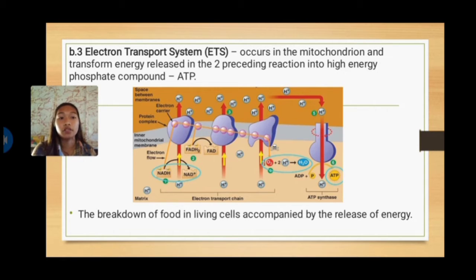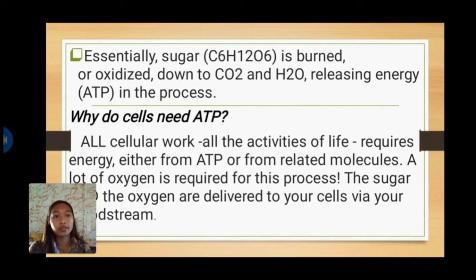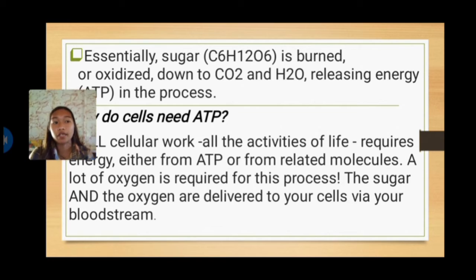So the breakdown of food in living cells is accompanied by the release of energy. Essentially, sugar is burned or oxidized down to carbon dioxide and water, releasing energy, ATP, in the process. So why do cells need ATP? All cellular work, all the activities of life, require energy, either from ATP or from related molecules. A lot of oxygen is required for this process. The sugar and the oxygen are delivered to your cells via your bloodstream.